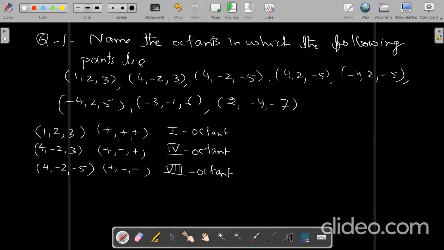Then 4, 2, minus 5. 4, 2, minus 5 means plus, plus, minus. So plus, plus, minus, 4, 2, minus 5, is in the fifth octant. Okay.